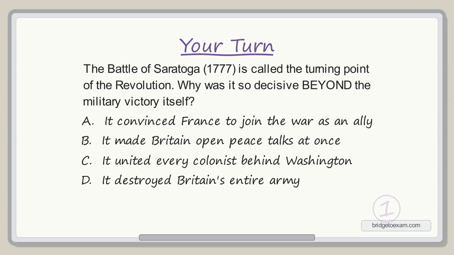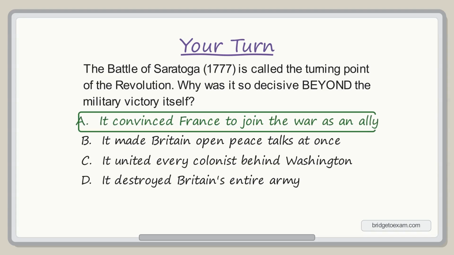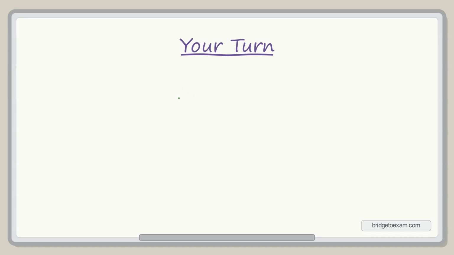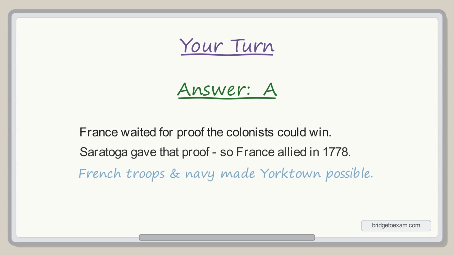The answer is A. Saratoga proved the colonists could win, which convinced France to enter the war as an ally, bringing the troops, money, and navy that decided the outcome. France had hesitated, waiting to see if the colonists could actually win. Saratoga was the proof, and the French alliance that followed made the final victory at Yorktown possible.